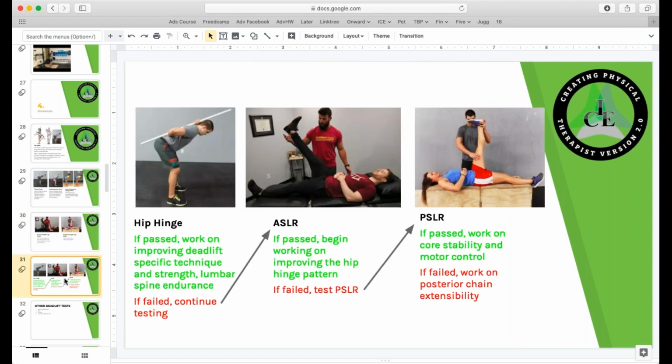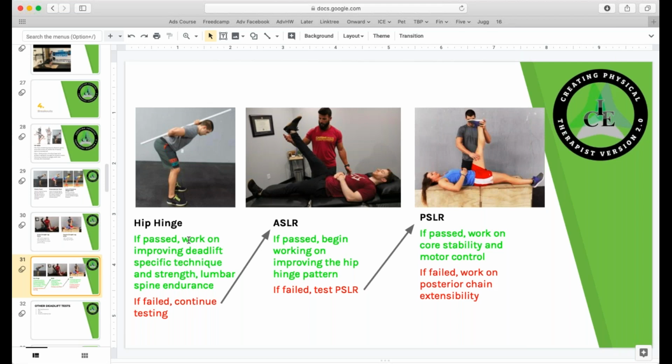This is the algorithm that I follow that makes it dummy proof for me, knowing where I need to start working on individuals' deadlift or hinge pattern. If they pass the hip hinge test that we discussed, and their deadlift is poor or they're having deadlift related pain, then I need to start working on their deadlift specific technique, their deadlift strength, and their lumbar spine endurance. If they fail it, then I'm going to test the active straight leg raise.